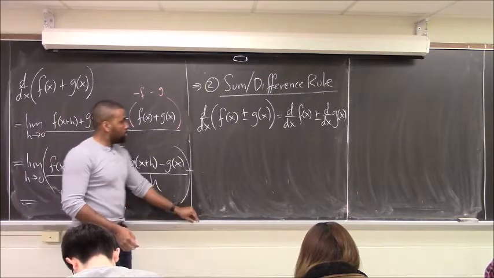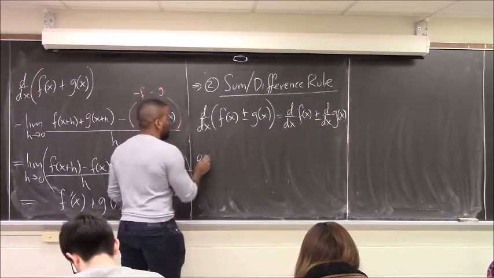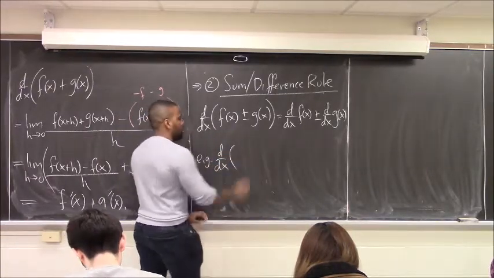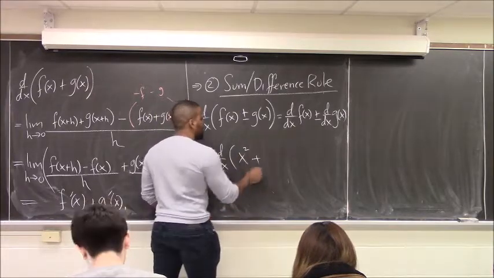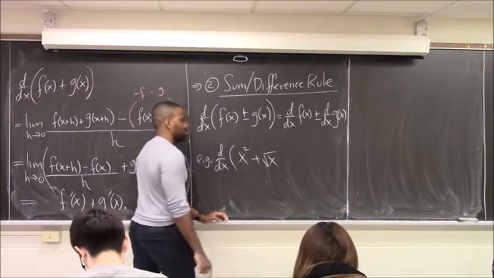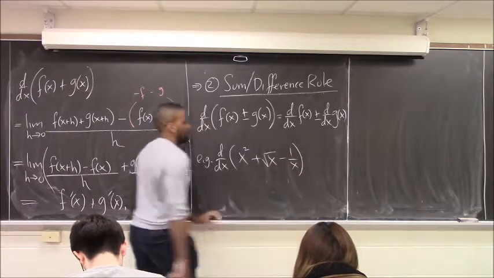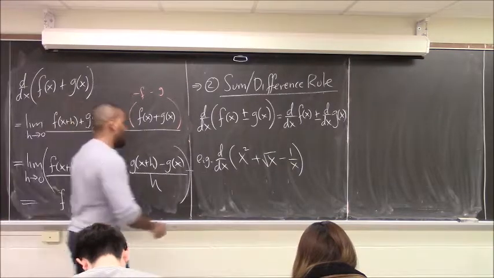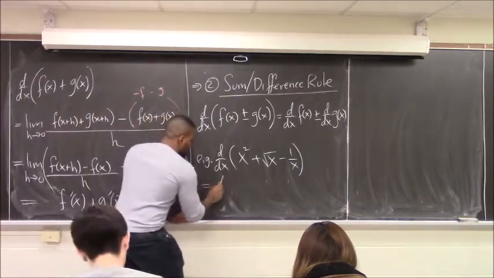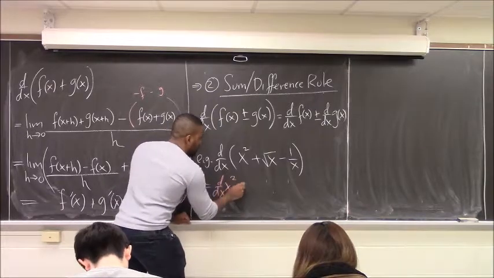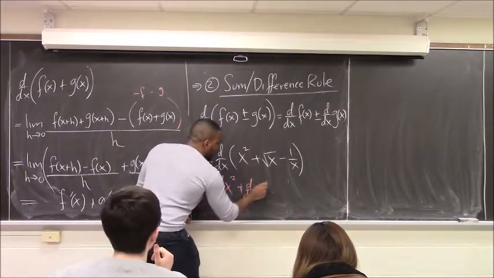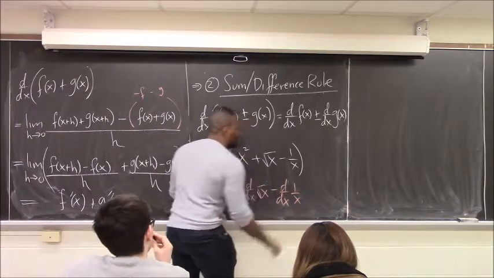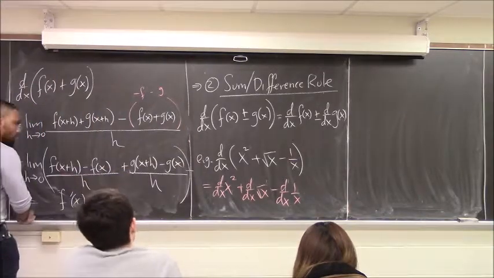So, for example, I can talk about what is the derivative of x squared, which we looked at last class, plus radical x minus 1 over x. And you can think of it as, well, this you don't have to write, but I'm just going to illustrate here. You can think of it as the derivative of x squared plus the derivative of radical x minus the derivative of 1 over x. You can actually distribute that derivative operator.